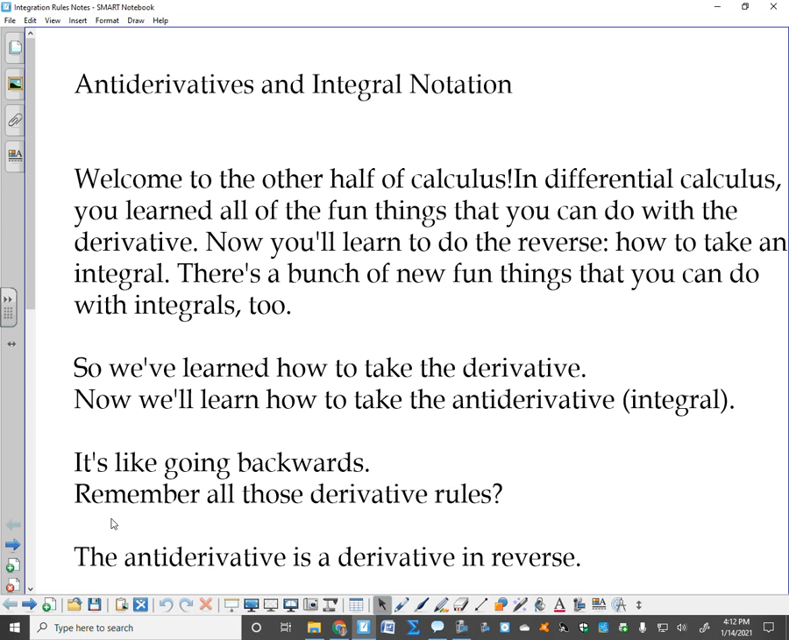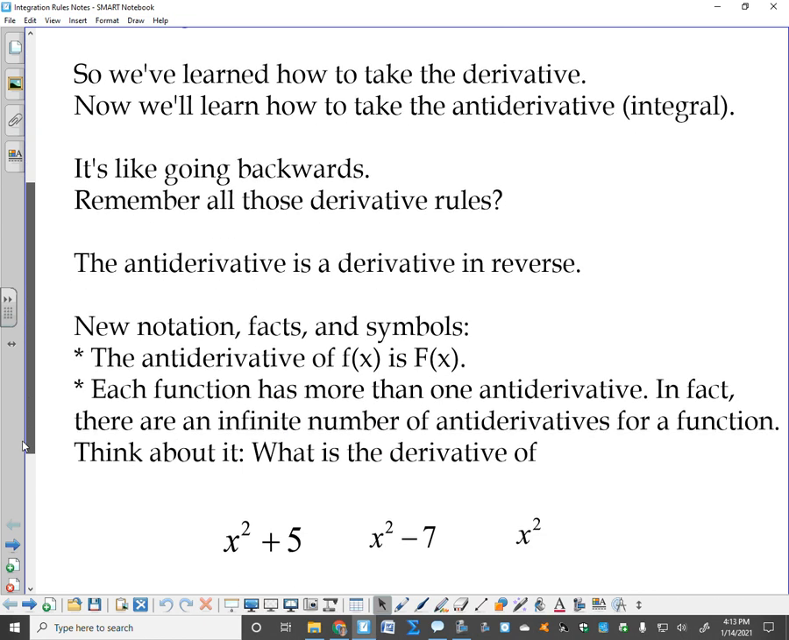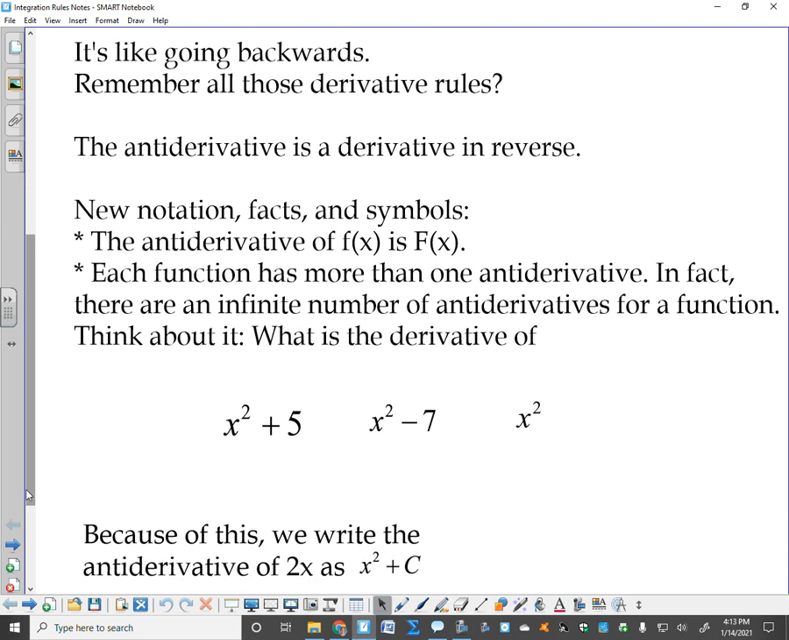All right. Welcome to the other half of calculus. In differential calculus, you learned of all the fun things that you can do with the derivative. Now you'll learn to do the reverse, how to take an integral. There's a bunch of new fun things that you can do with integrals too. So we've learned how to take the derivative. So now we're going to learn how to take the antiderivative, the integral. It's like going backwards. Remember all those derivative rules. The antiderivative, or integral, is a derivative in reverse.